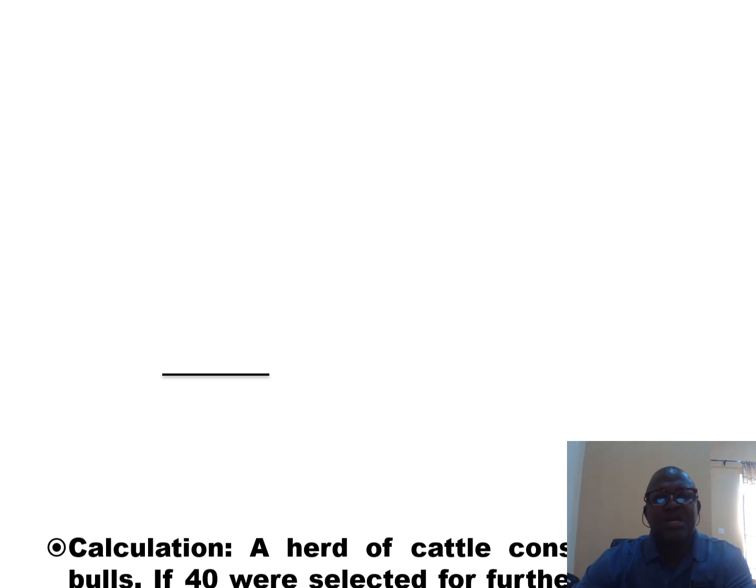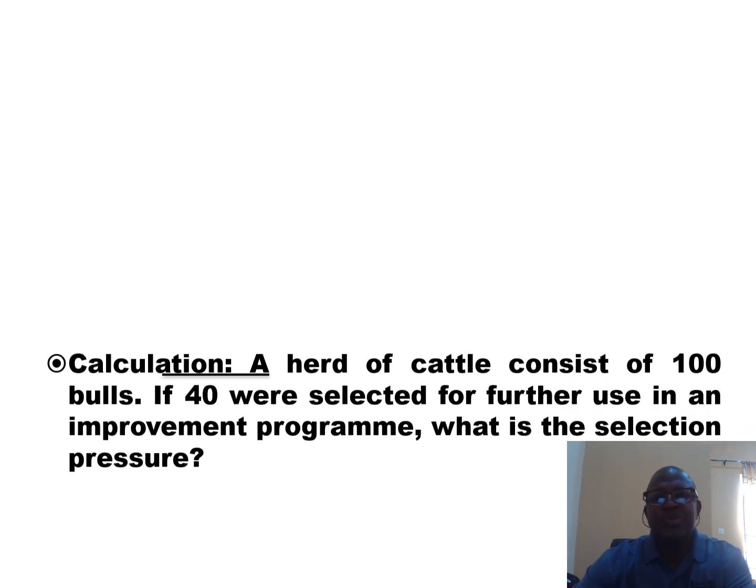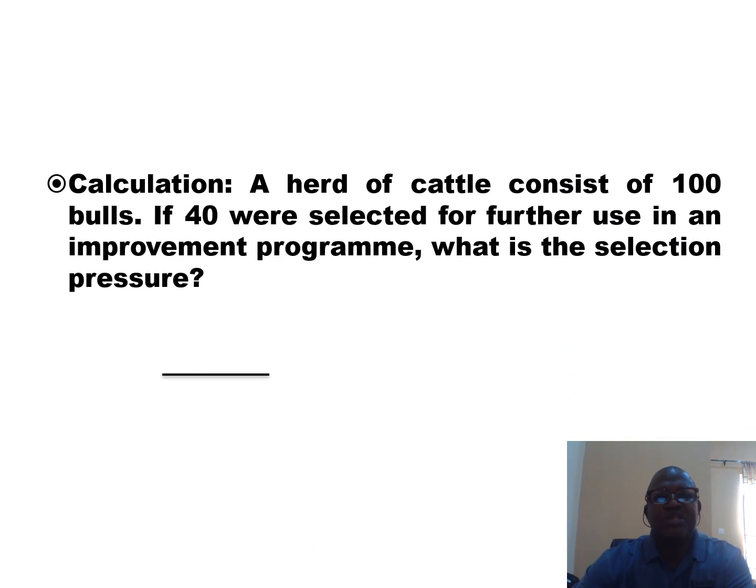So selection pressure can be calculated. Let's take an example: a herd of cattle consists of 100 bulls. Only 40 are required for breeding purposes. So what is the selection pressure?